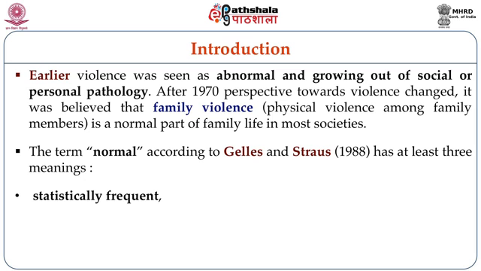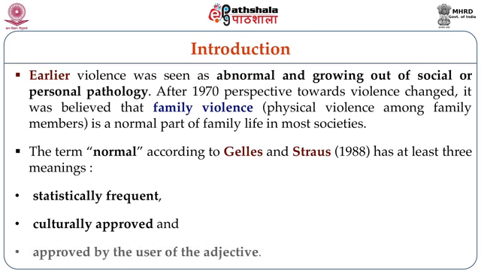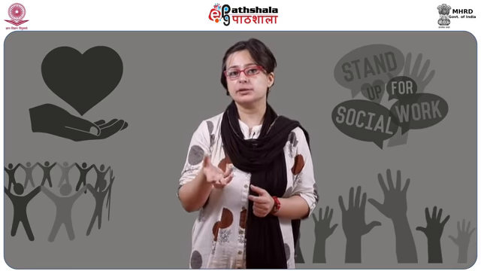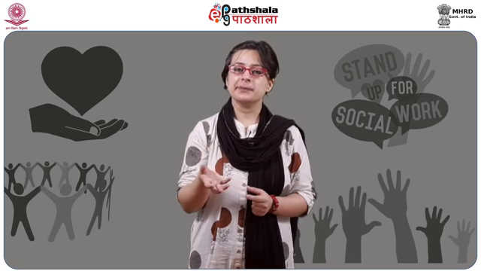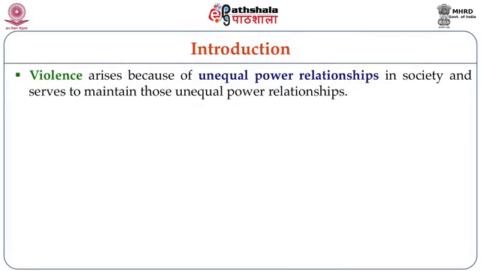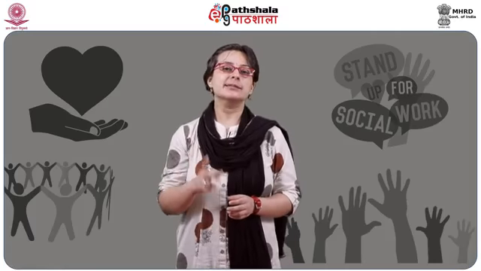Now, the term normal, according to Gelles and Straus, has at least 3 meanings: that it's statistically frequent, it's culturally approved, and it's approved by the user of the adjective. Why this is important is because it means that many people are affected by this phenomenon, and many people are supporting this phenomenon, and it's also approved. Now, violence arises because of unequal power relationships in society, and it serves to maintain those unequal power relationships. So, violence is not without purpose. Violence always has a certain kind of purpose.